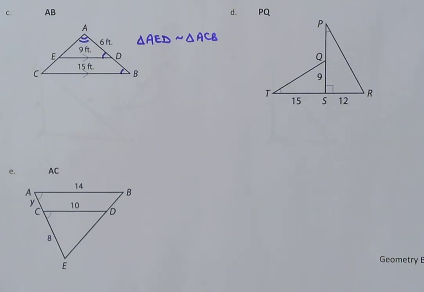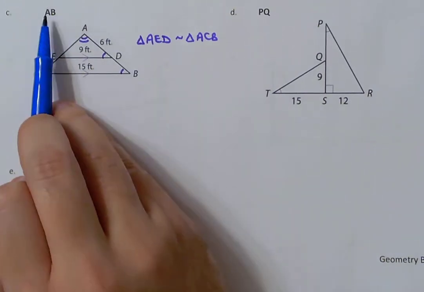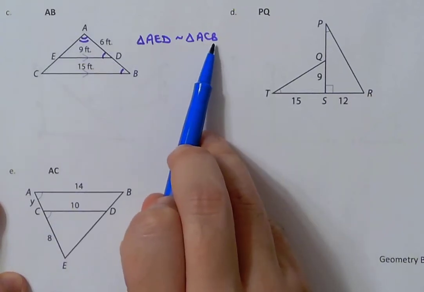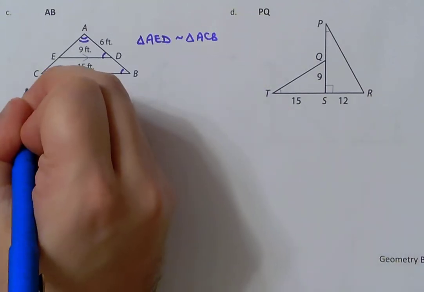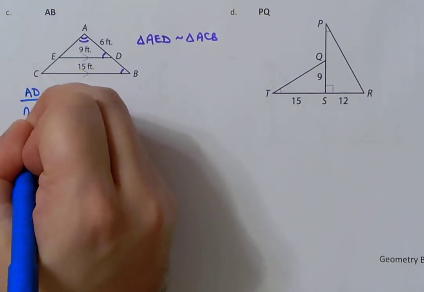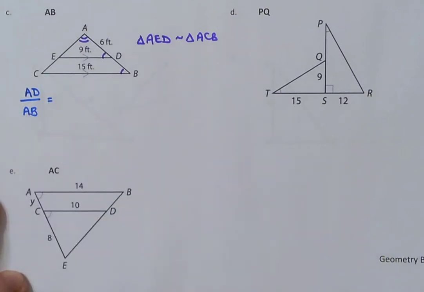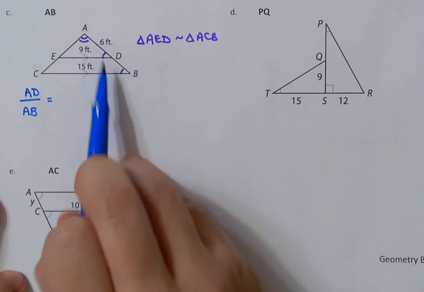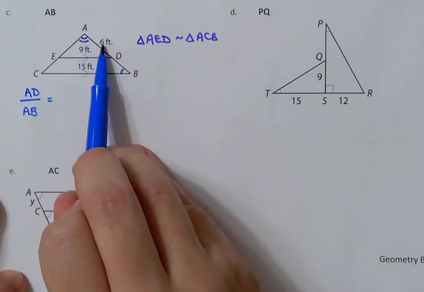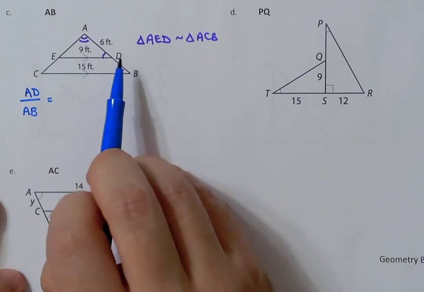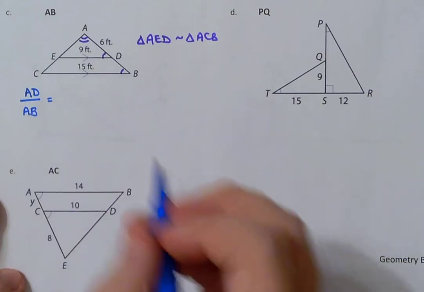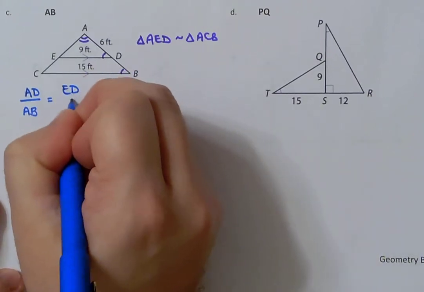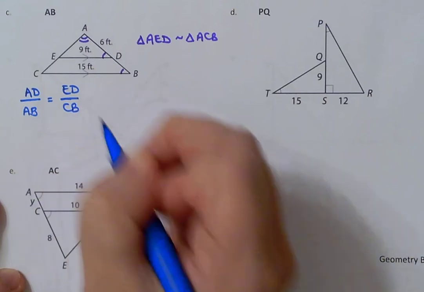Alright, so now that I know the two triangles are similar, we want to go through and find the length of AB. So AB is the first and last letters of the second statement. So the first and last letters of the first statement are AD. So it's AD over AB equals, so if we have AD as 6 and then AB is going to be the value we want to find, then we're told ED and CB are 9 and 15. So we're going to use ED over CB.